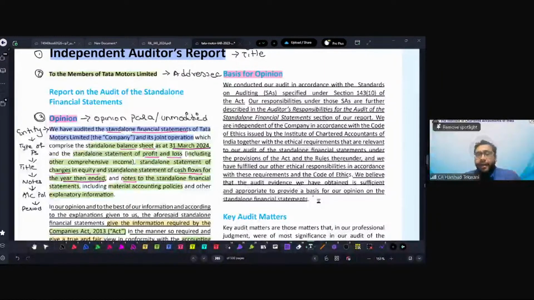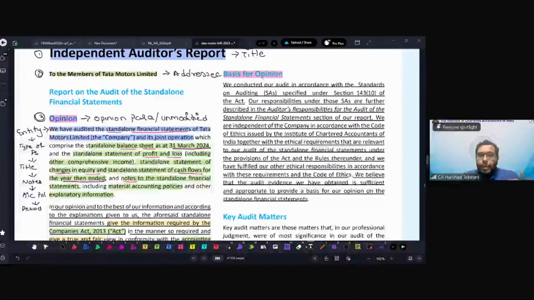So this is the paragraph. One, they are talking about the auditor's responsibility. Then they are talking about having complied with the SAs. Then they are coming to the ethical requirements and the Code of Ethics. Then they are saying that they have received sufficient and appropriate audit evidence. Now let's understand the requirement and compare this particular paragraph with that.